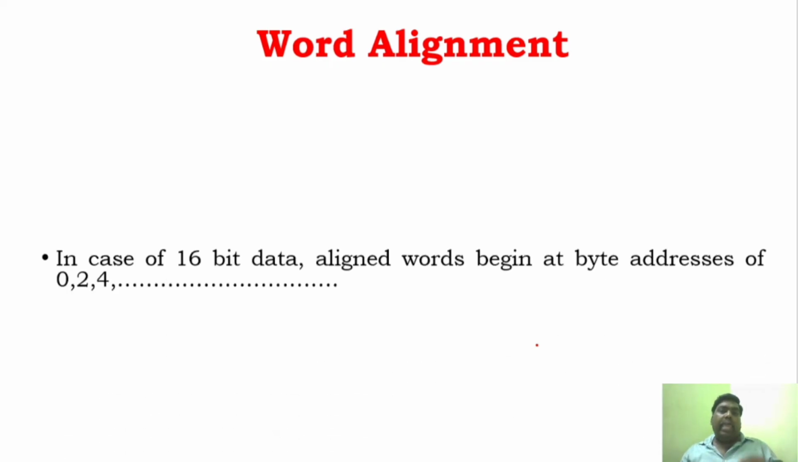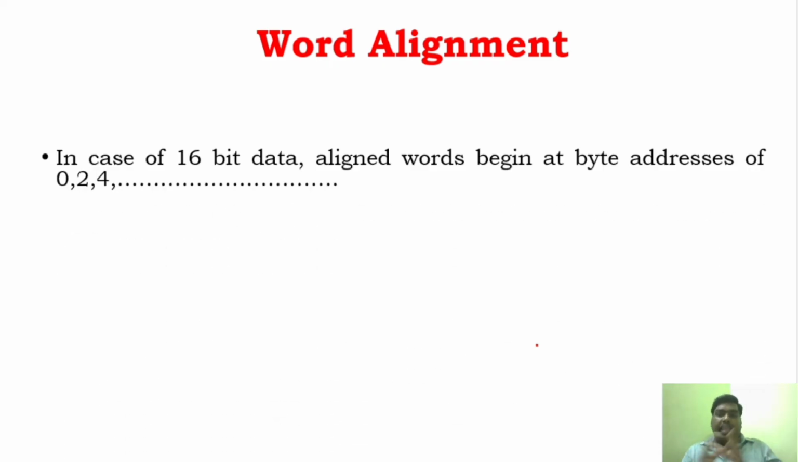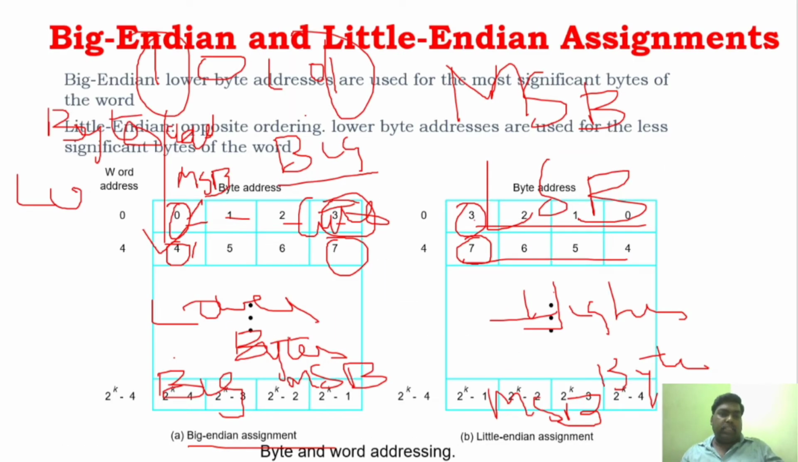Okay. And you got to understand what is word alignment. Before going to word alignment, you can also see this particular big endian. You can see here each and every word starts with 0, 4, and then 8, and then 12, like that. Even here it's 0, 4, 8, 12, because this is a 32-bit address. If it is a 32-bit address, it will be a 4-byte address, so it will start with 0 to 4 and 4 to 8, like that.